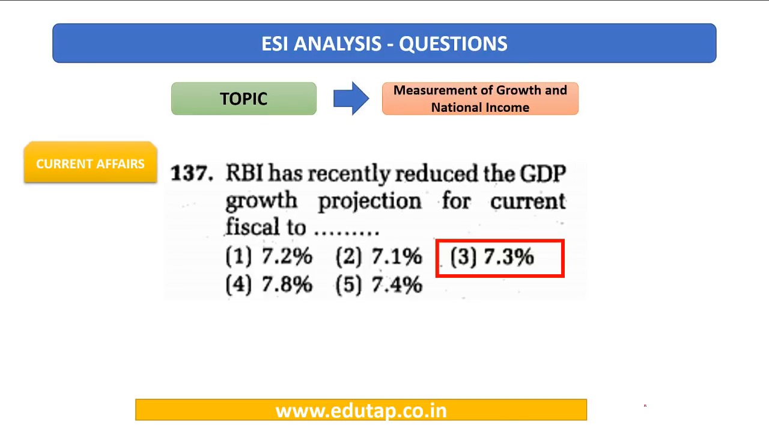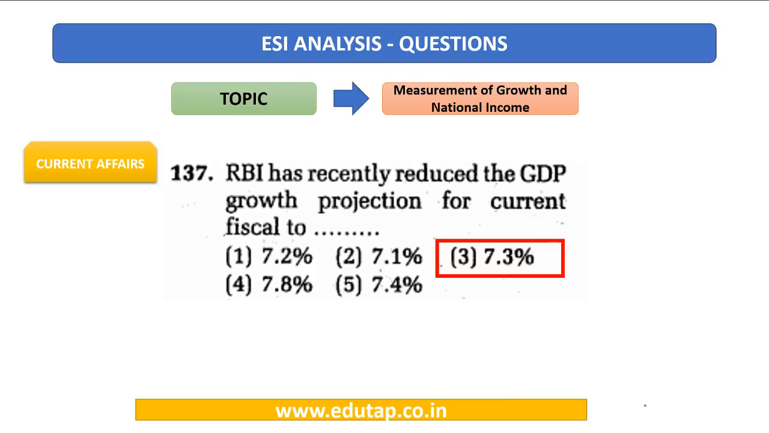Next, there's a question which says RBI has recently reduced the GDP growth projection for the current fiscal to how much? The answer to this question was 7.3%, but obviously this data has become obsolete. Now this particular question can be linked to the measurement of growth and national income topic of our ESI syllabus. It can be placed under the broader category of current affairs.